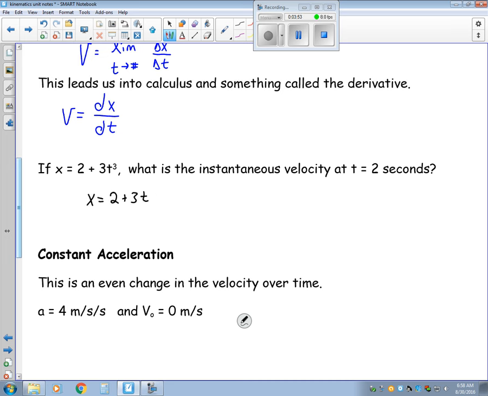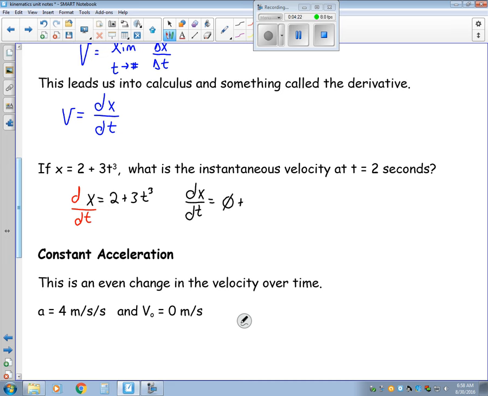let's rewrite this equation. The derivative is kind of a command. I command thee to take the derivative. So we're going to go through and derive this. The derivative dx/dt for this function: first off, the derivative of a constant, like the number 2, would be 0.